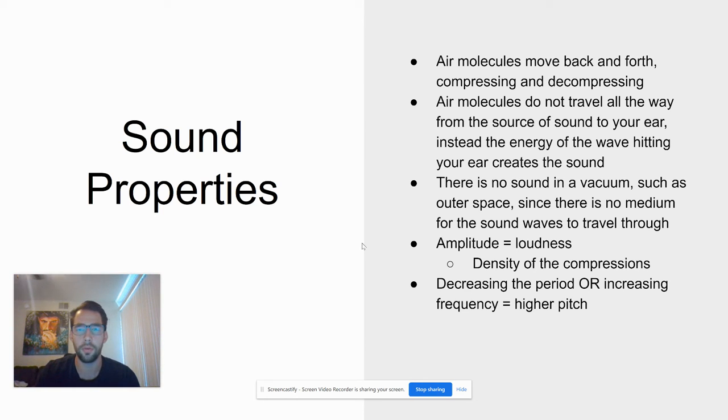The amplitude of the wave is going to represent how loud that sound is going to be. It's the density of the compressions. And then decreasing the period or increasing the frequency is going to change the pitch of the sound. So with a higher frequency sound, the more waves that go by in a given second, the higher the pitch is going to be.